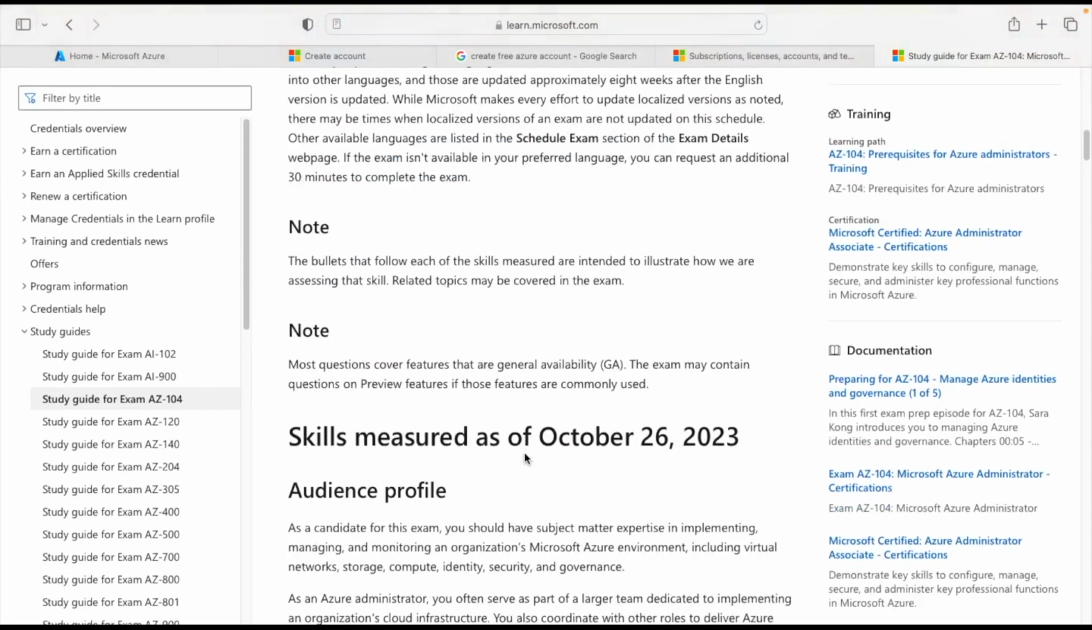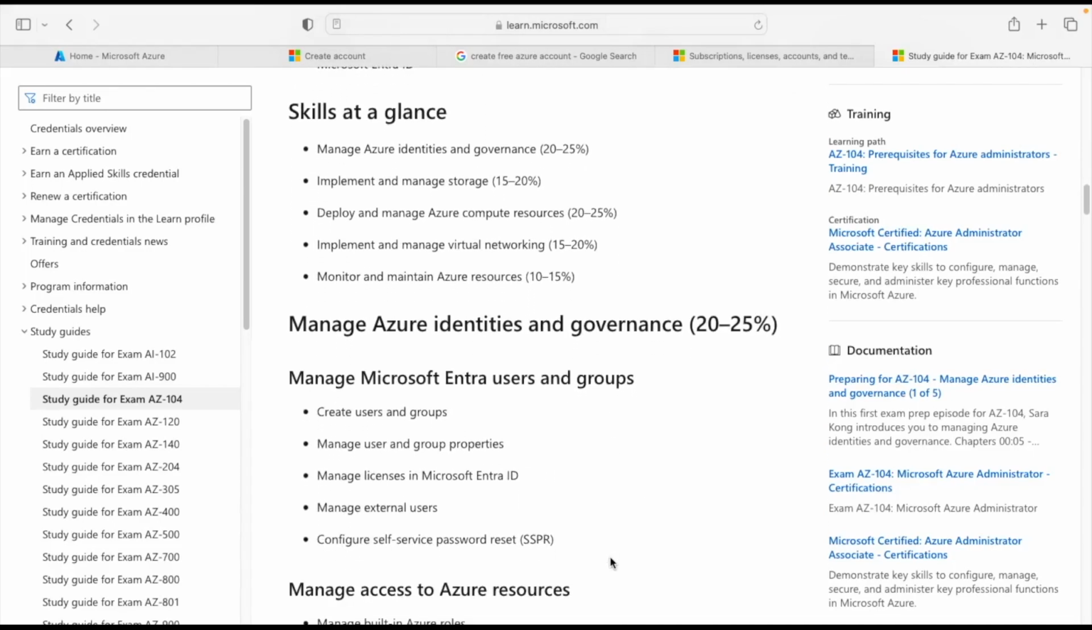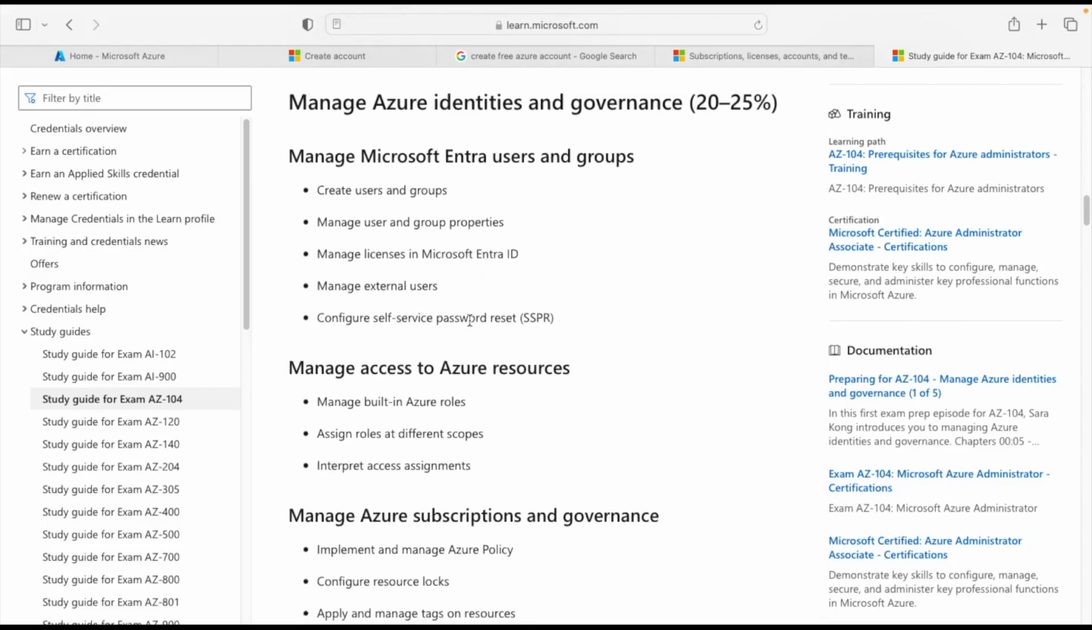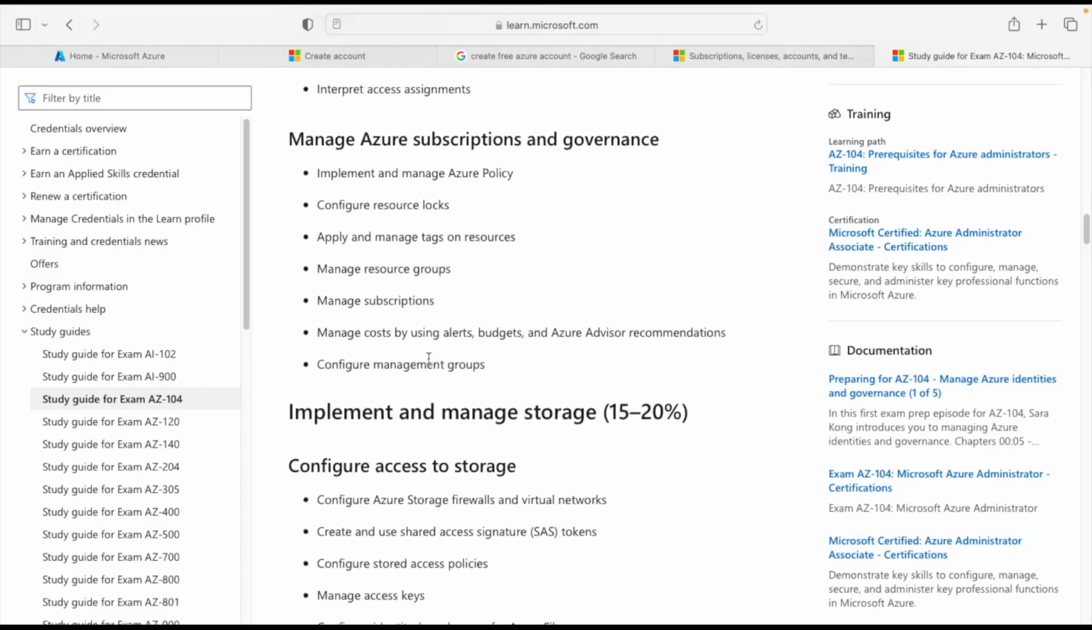So here you can see, as per the recent update, we have identity and governance, which is of 20 to 25% weightage in the examination. And these are the topics that we are going to cover even during the sessions, like users and groups, licenses, external users, self-service password reset. And then we are going to see the access part and the subscription part.